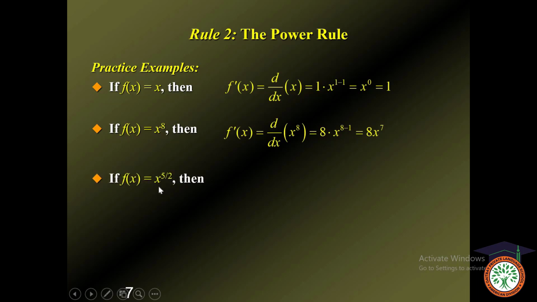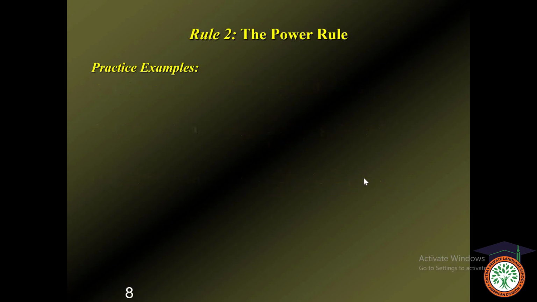Another one, if I have a function f(x) equals x to the power 5 over 2, then the derivative of that function: drop the exponent to be a coefficient, multiply the variable, with the exponent decreased by 1, so 5 over 2 x to the power 3 over 2. Where did 3 over 2 come from? 5 over 2 minus 1.